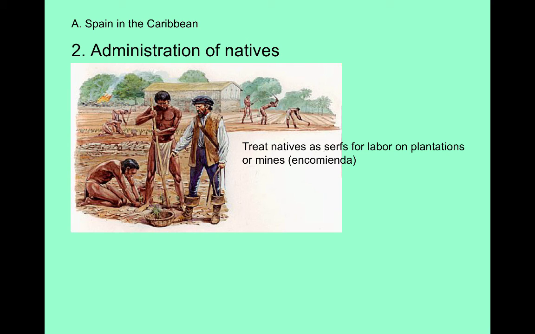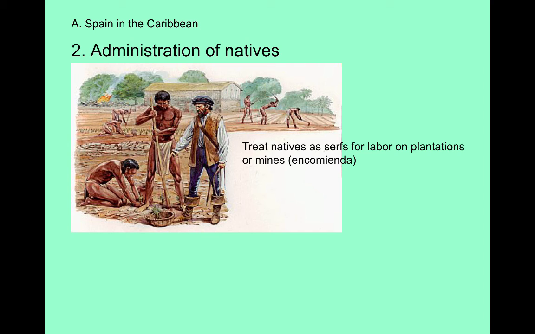So once we get past this conquest phase, the Spanish are going to look for a different way of dealing with natives. So we'll talk more about the conquest in a second. But once the Spanish come into a region, for example, like the Caribbean, what they do is after they conquer, then they don't want to kill the natives anymore. They want to use them as a labor force to grow their crops that they're going to use to make money in the New World.